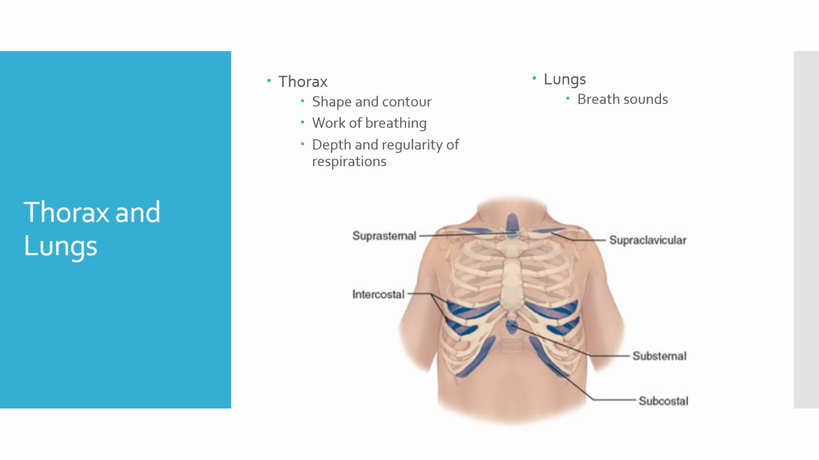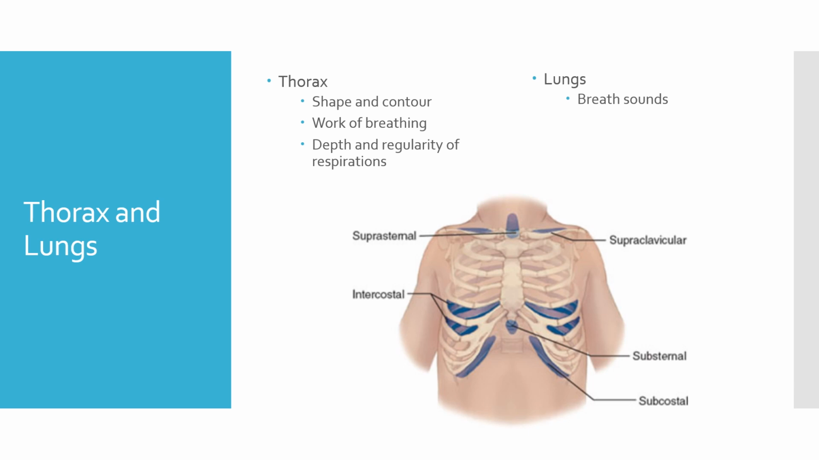Thorax and lungs. So this is our chest wall, shape and contour. You can have those concaved in, which may indicate that they need some type of surgical treatment. So looking at that shape and that contour. You can also look at work of breathing when you're looking at that chest. And when I say work of breathing, are they laboring to breathe? Are they using accessory muscles? Are they having some of those retractions?